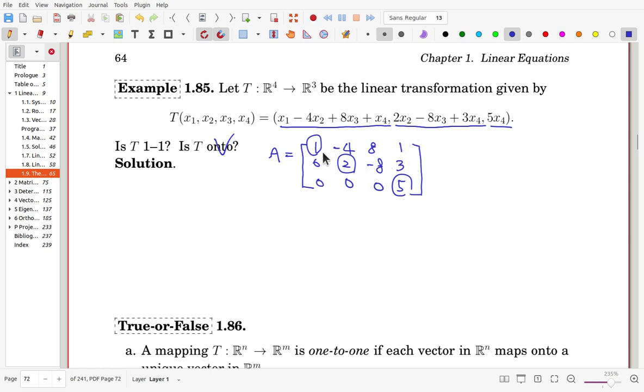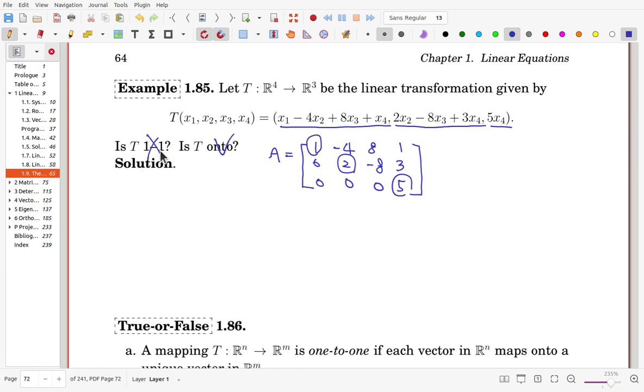And now how about the columns? The third column has no pivot, which means that the number of solutions will be infinite. So it is not one-to-one. Here we have one free variable, so it's not one-to-one.